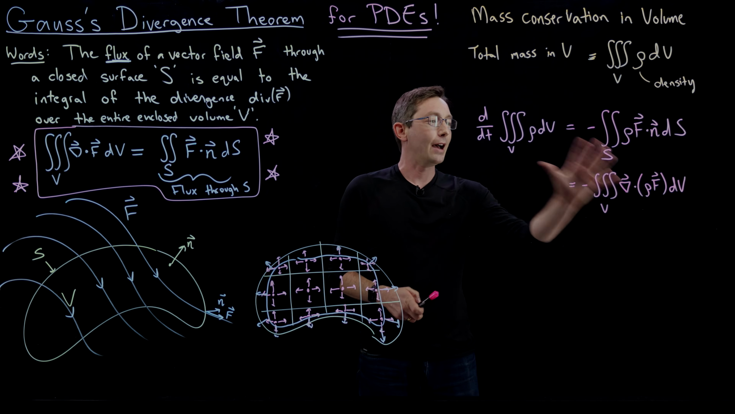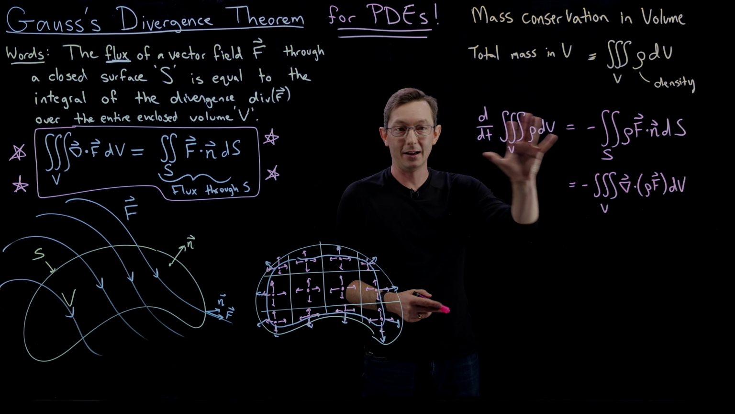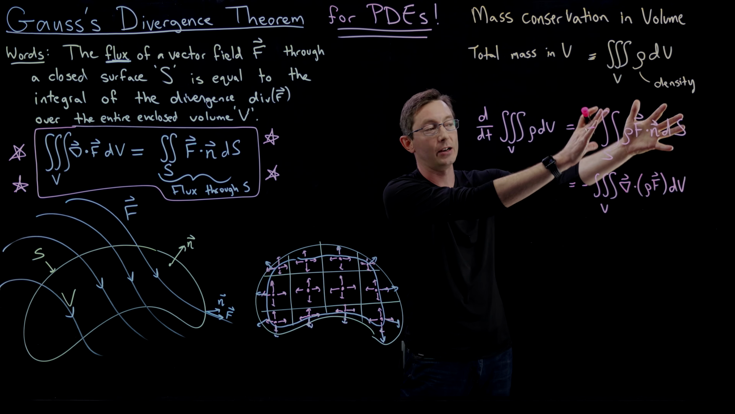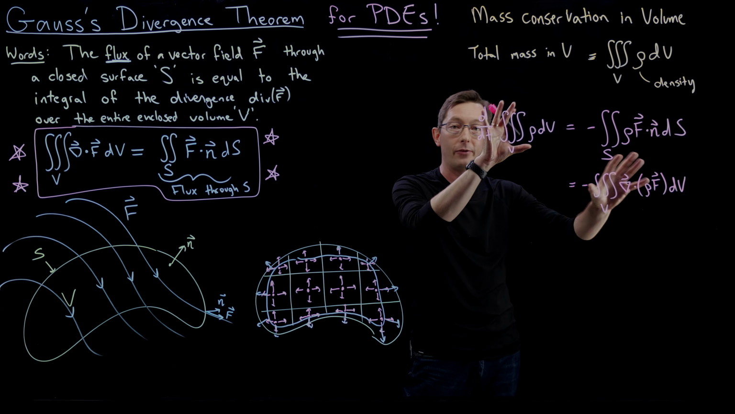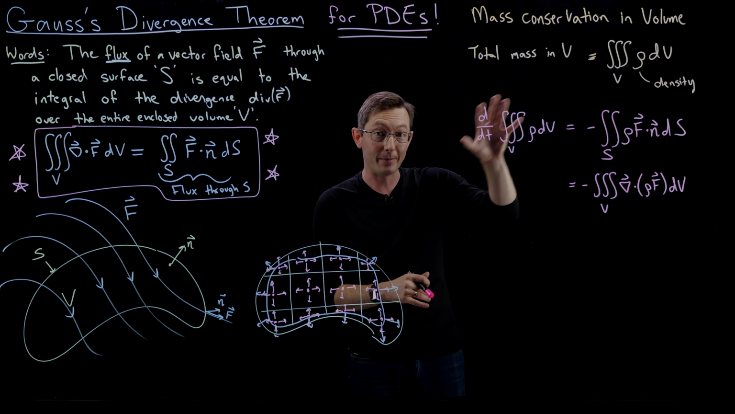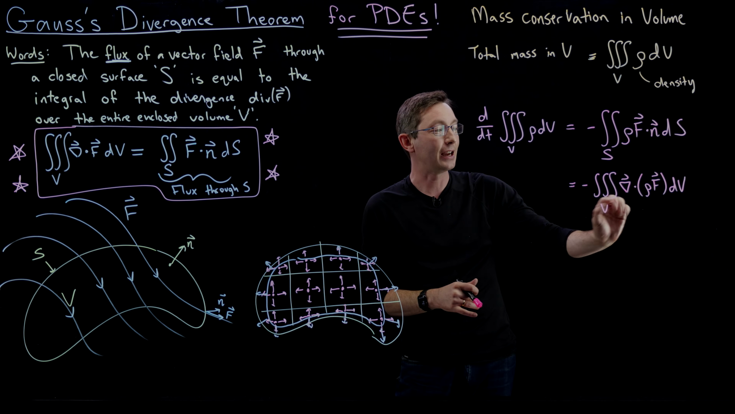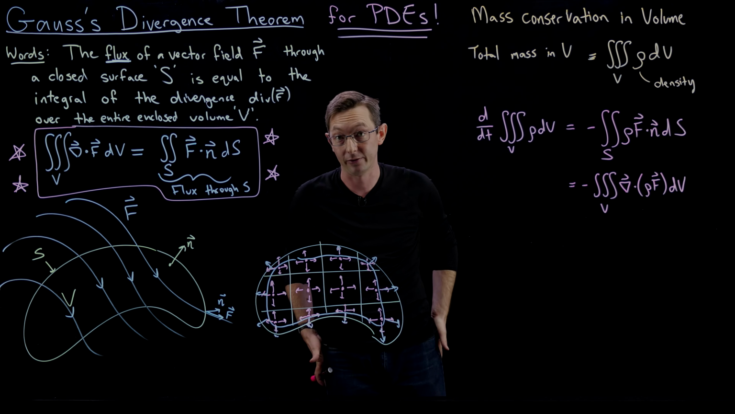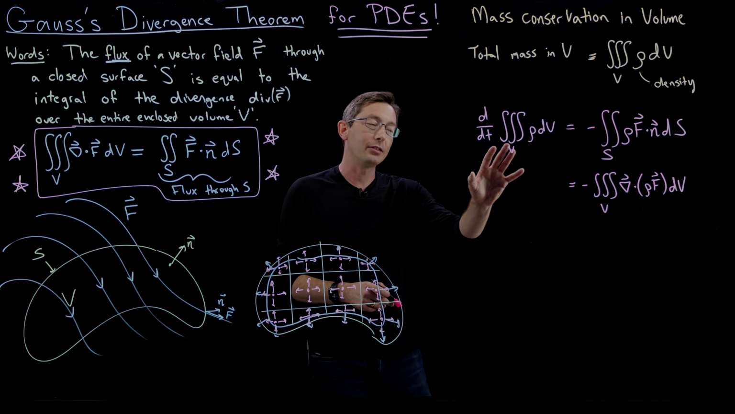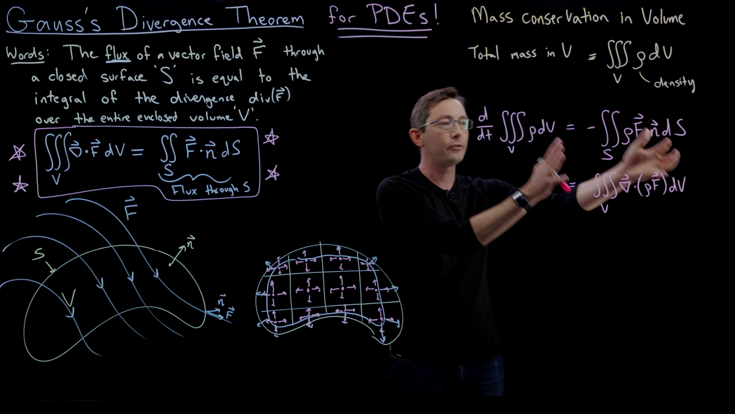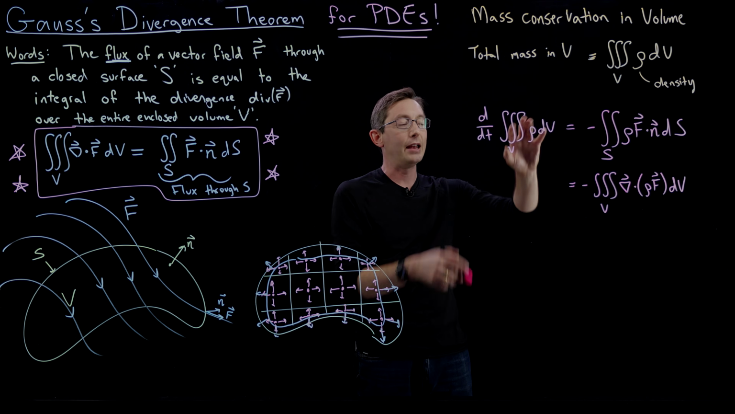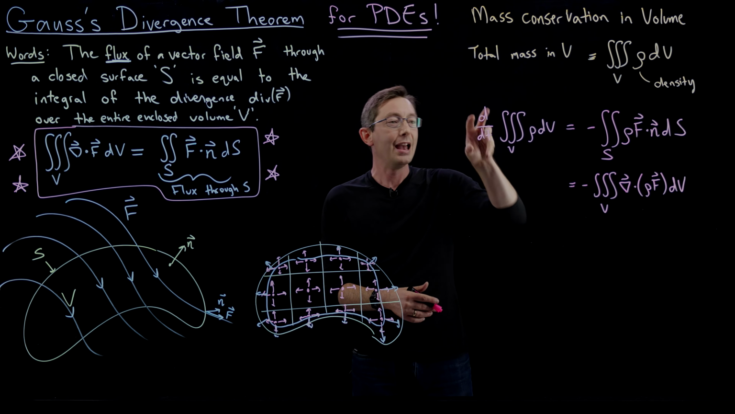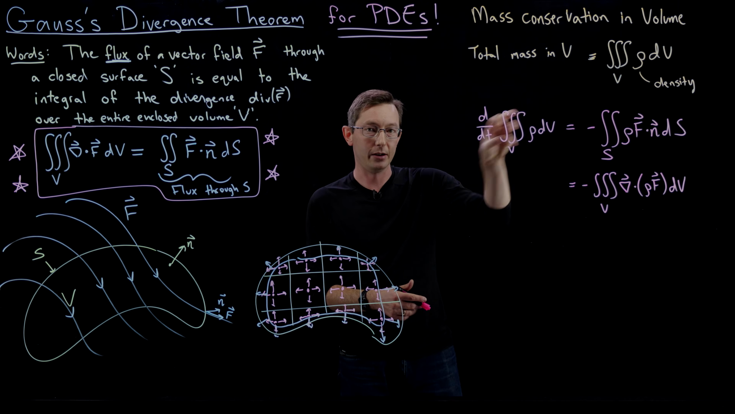So now I have an apples to apples kind of comparison. Before it was apples and oranges. I had a volume integral and a flux surface integral. Now I have a volume integral for the rate of change in time of my mass equal to this kind of spatial divergence of rho times my vector field F. And so what's really neat about this is that I can move this over to the left-hand side, and now I can put everything under the same triple volume integral. And I'm going to move my d/dt inside of here, okay?